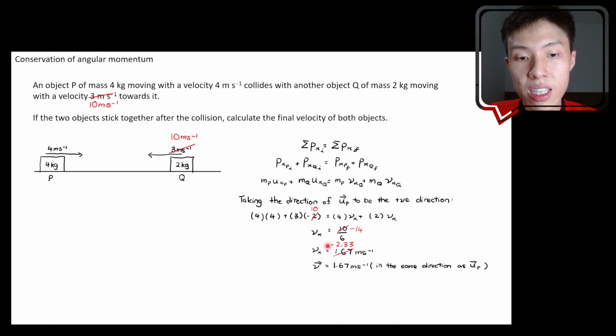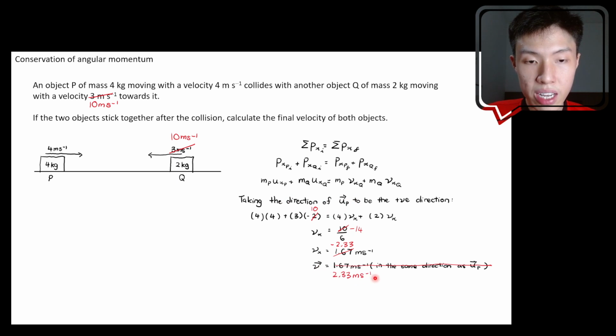So what does the negative mean over here? It means that it is in the negative direction. If it is in the negative direction, that means it is opposite the direction of UP. So when you write your final velocity, it will be 2.33 meter per second. Your magnitude should always be positive because this is the magnitude of a vector. The magnitude of a vector must always be positive.